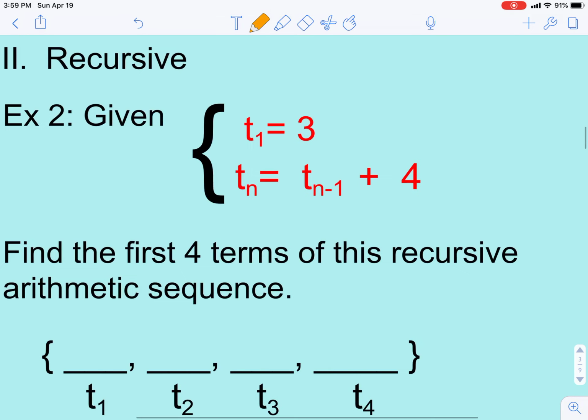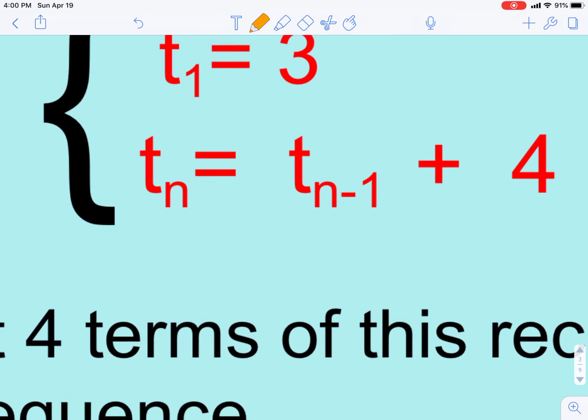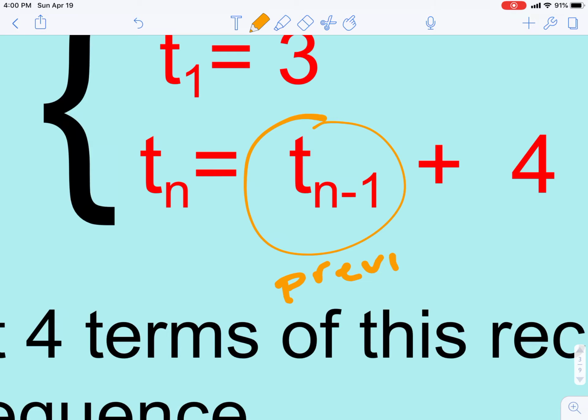All right. So recursive formula. Not a big fan of this one because of the way this is all set up. This Tn minus 1 kind of confuses people. That n minus 1 stands for previous term.